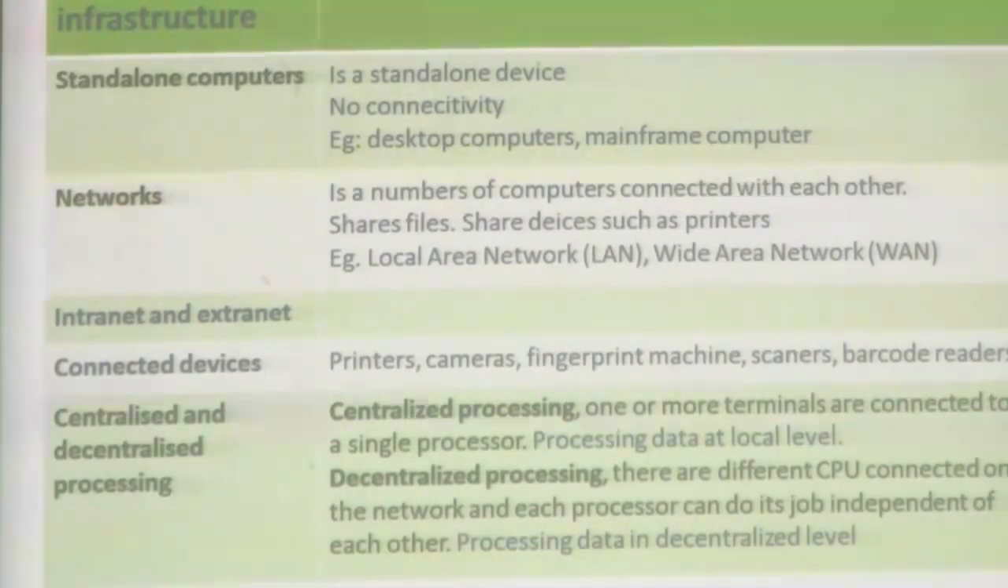Decentralized processing is different CPUs, of different brands and different performance, connected to a network. Each processor can do its job independent of each other. So in this decentralized system, the software will be installed in each PC. Let us say word processing software is installed in each of the PCs, then they can work independently.